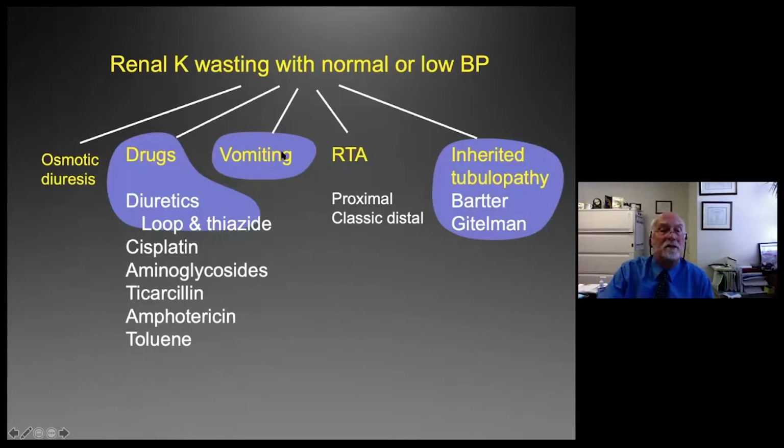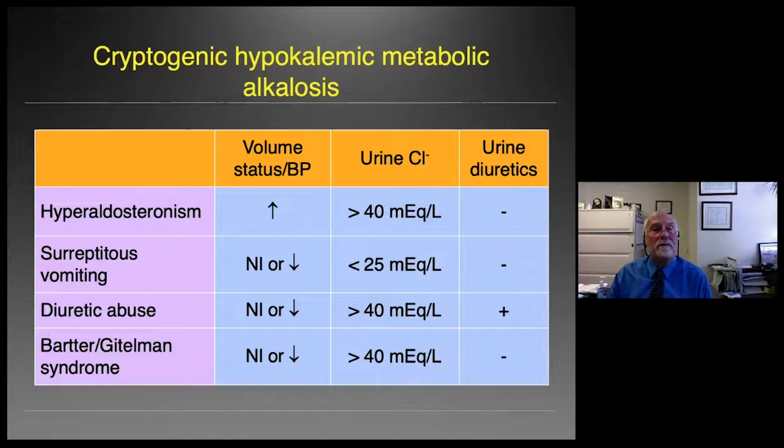So we didn't have a history of vomiting, so we're sort of between a diuretic or one of these inherited disorders. And thinking of a diuretic and diuretic abuse is perfectly appropriate in any patient, but you could distinguish them. So in this young woman with unexplained hypokalemia, metabolic alkalosis, and normal blood pressure, the differential includes these items.